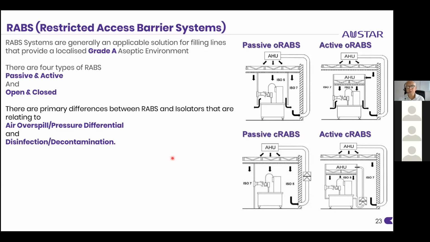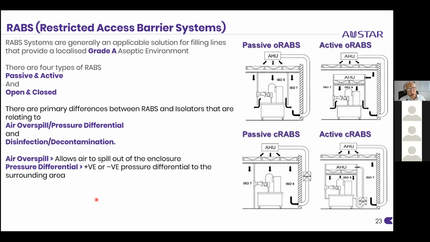The primary difference between RABS and isolators relates to two things: air overspill and differential pressure, and disinfection and decontamination. To put a bit more clarity to that, air overspill allows air to spill out of the enclosure. The schematic is showing that. Pressure differential could be positive or negative to the surrounding area. We can create that only in an isolator, not in a RABS unit.